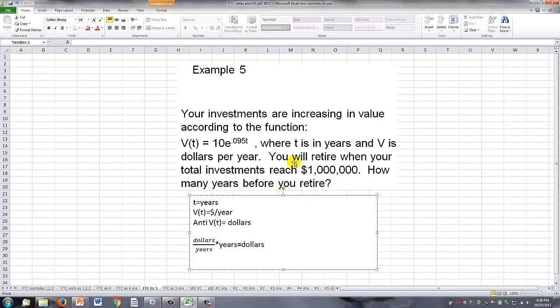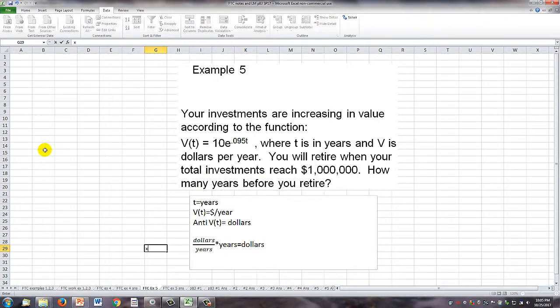Okay, it says you will retire when your total investments reach $1 million. So how many years before you retire? What we want to do is understand that we need the antiderivative for sure, because you have dollars. It says how many years. So what we don't have is the upper limit. Now there are a bunch of ways to do this problem. There are 3 ways that I know to do this problem. I'm going to do this problem this way.